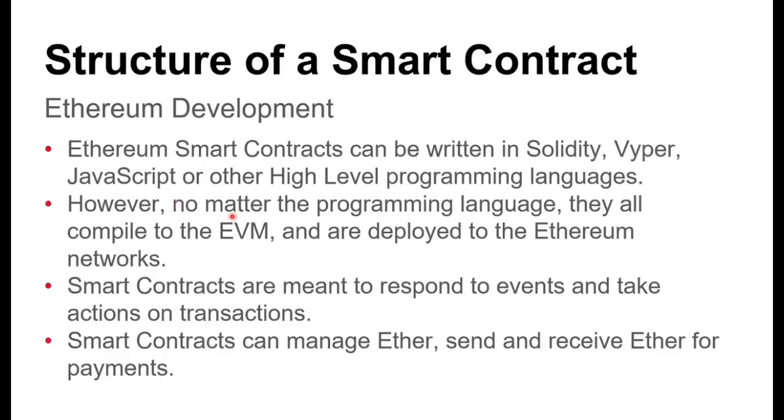So now we're going to talk about smart contracts. So Ethereum smart contracts can be written in Solidity, Viper. We saw an example of Solidity in our previous lesson. However, no matter what the programming language, the Ethereum virtual machine deploys the smart contract to the Ethereum network. So smart contracts are meant to respond to events and transactions. And they also are how we build our distributed applications.